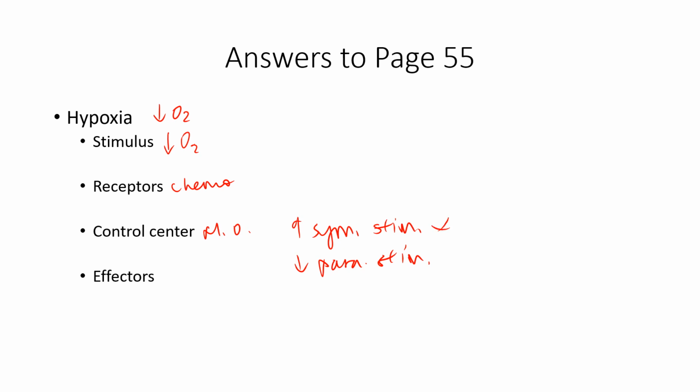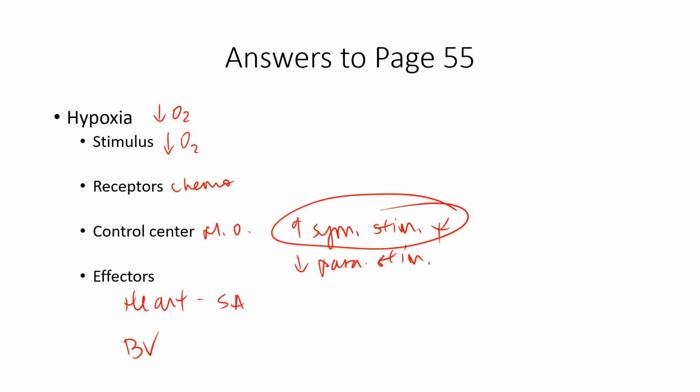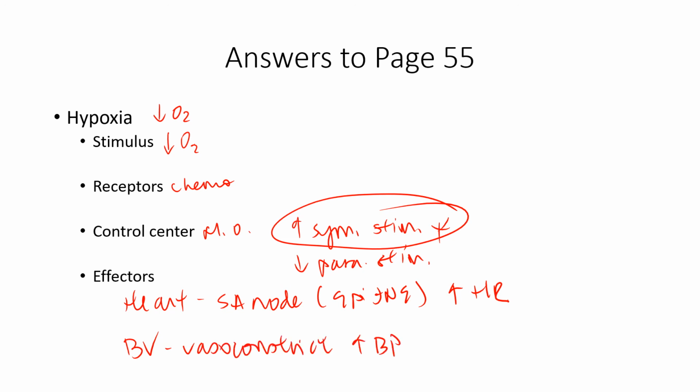So like I said, sympathetic stimulation here is the more important of those two. We have two effectors. We have the heart and we have the tunica media of the blood vessel. The heart's SA node is the pacemaker, and so we increase epinephrine and norepinephrine. And so we see an increase in heart rate. What do you think happens to the blood vessels? Well, they vasoconstrict, and we expect to see an increase in blood pressure.